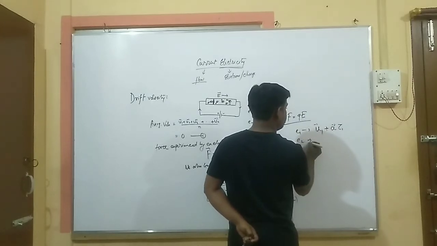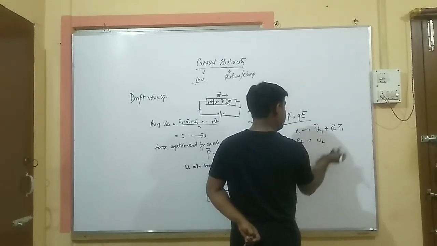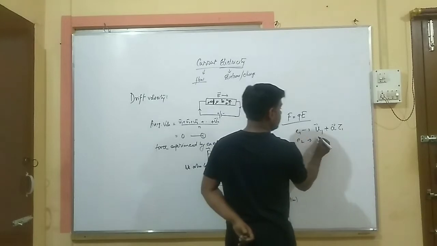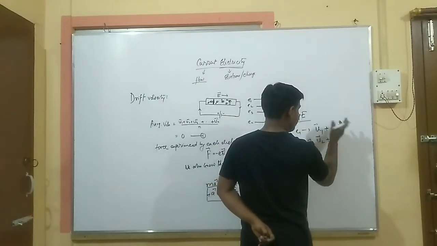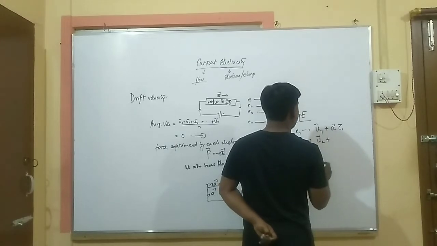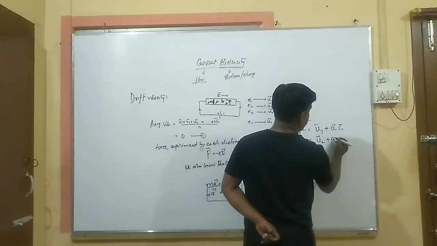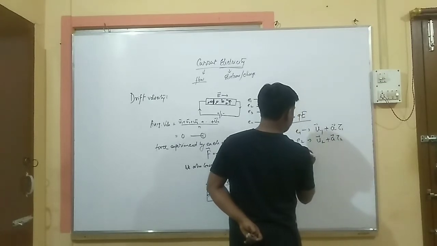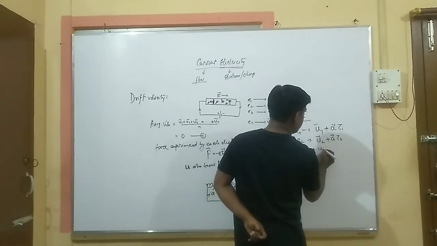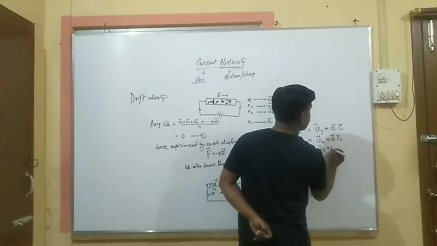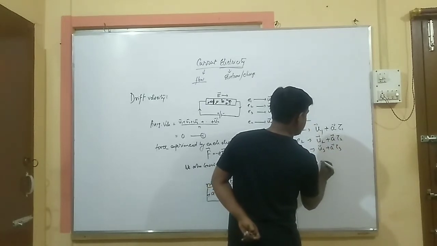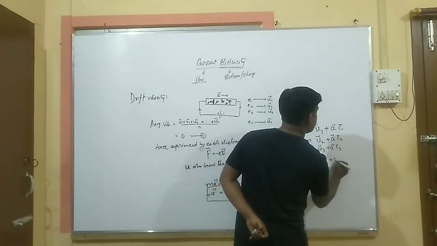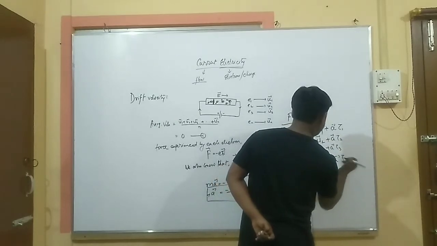For the second electron, before connecting the electric field it had a velocity u2, and after the electric field is applied, its velocity gets increased by a vector tau 2. Then for electron 3, this is u3 plus a vector tau 3. For the nth, it is un plus a vector tau n.